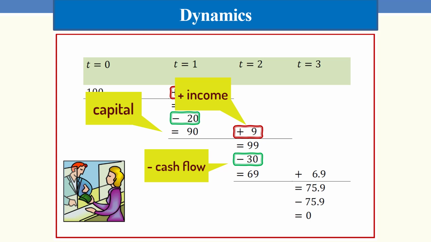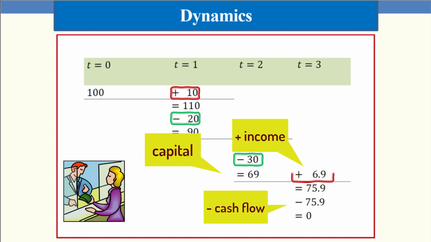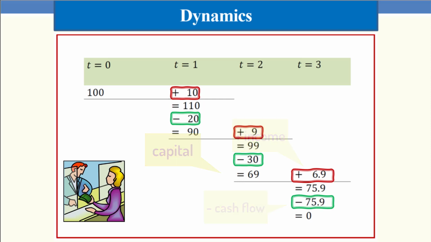This is the capital invested by the firm at the beginning of the third period. Let's assume that the third period income is 6.9 and that at the end of the third period the firm liquidates, which means that the entire firm's capital is distributed to the capital providers. So the firm's capital at the beginning of the fourth period, time 3, is 0 because the operations are over. Now note that in every period the capital amount varies and the sources of variation are the income and the cash flow.